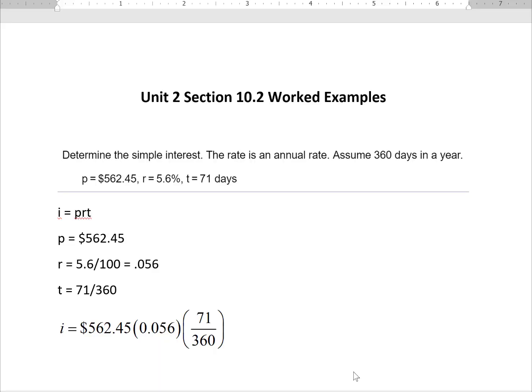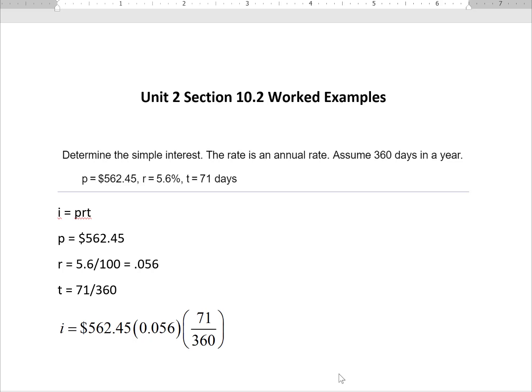Unit 2, Section 10.2 Worked Examples. Determine the simple interest. The rate is an annual rate. Assume 360 days in a year. The principal is $562.45, interest rate 5.6%, and the time is 71 days.